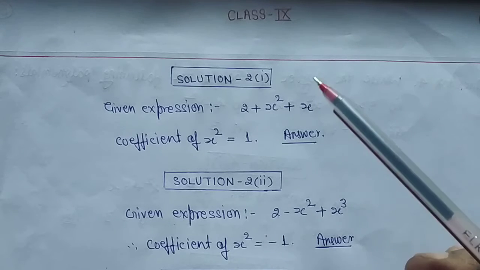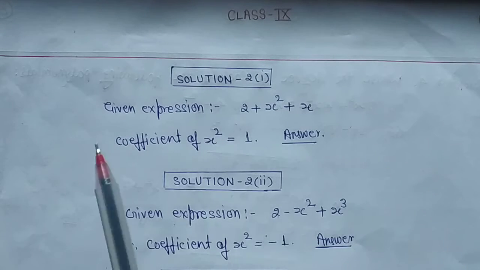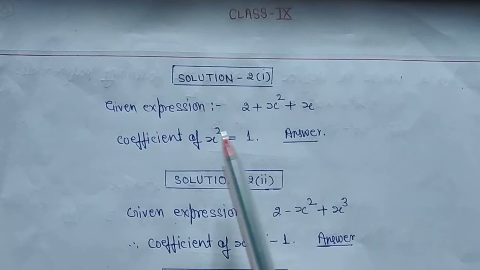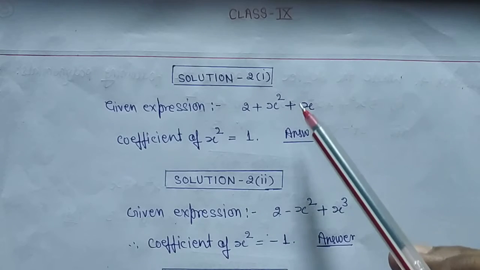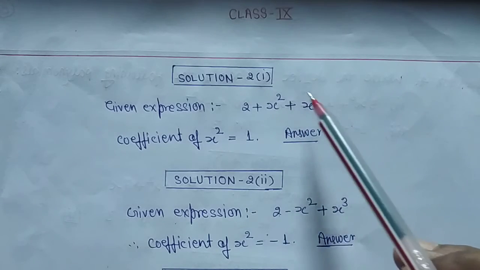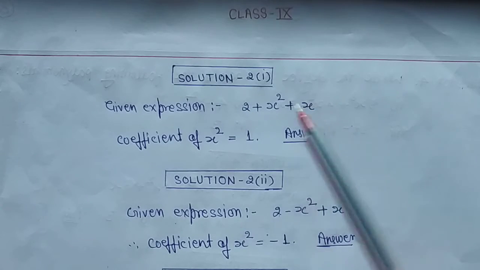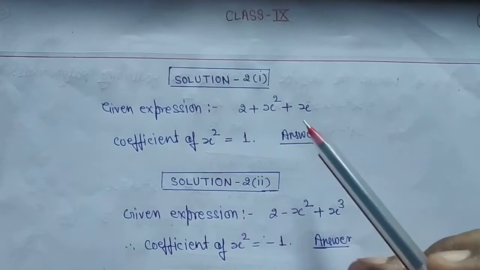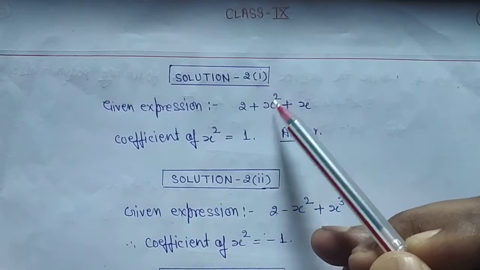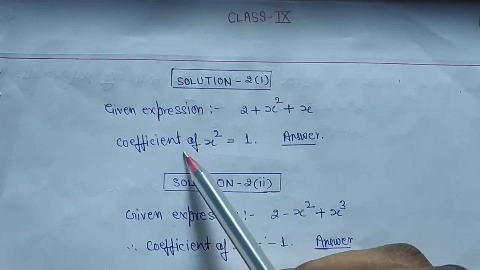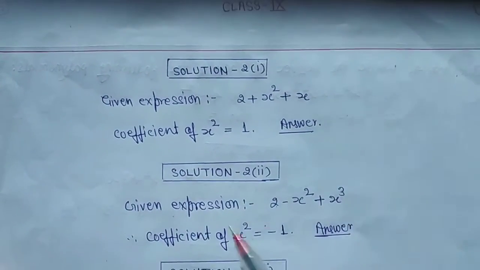What is question number 2? In question number 2 we are given an expression 2 plus x square plus x. We have to find the coefficient of x square. So what is the coefficient of x square? Here the coefficient of x square is 1. So coefficient of x square is equal to 1.